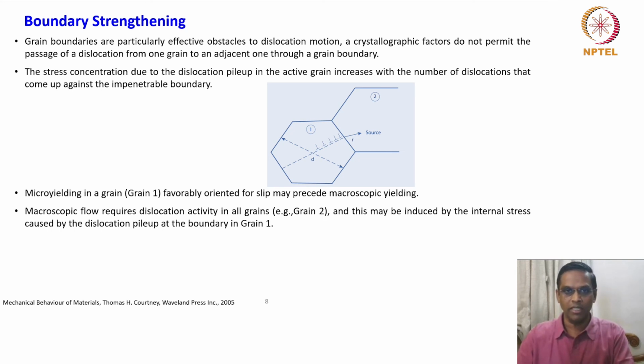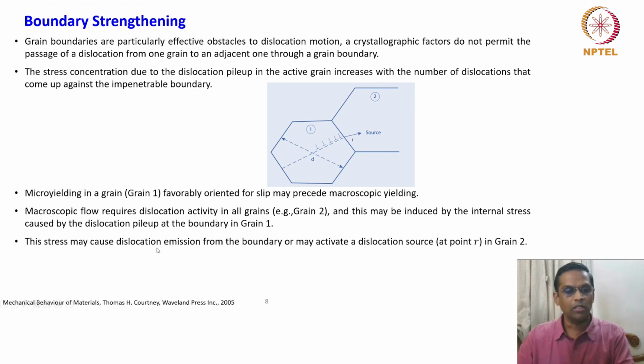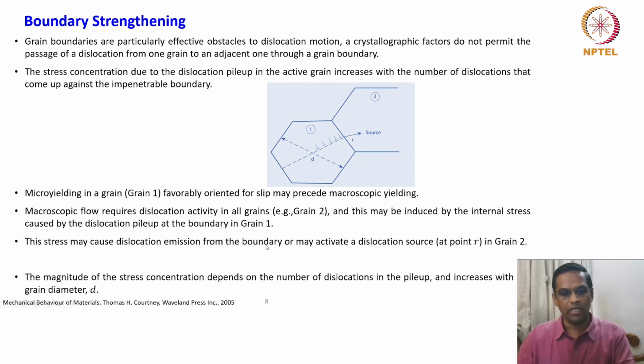This we have already seen. We have a sufficient background to discuss that kind of a concept. So this is what is shown here. The stress concentration generated because of this pileup against the boundary will induce the plastic deformation in the other grain like this. This stress may cause a dislocation emission from the boundary and may activate a dislocation source at a point R in grain 2. So this boundary is going to activate this source because of the stress concentration against it.